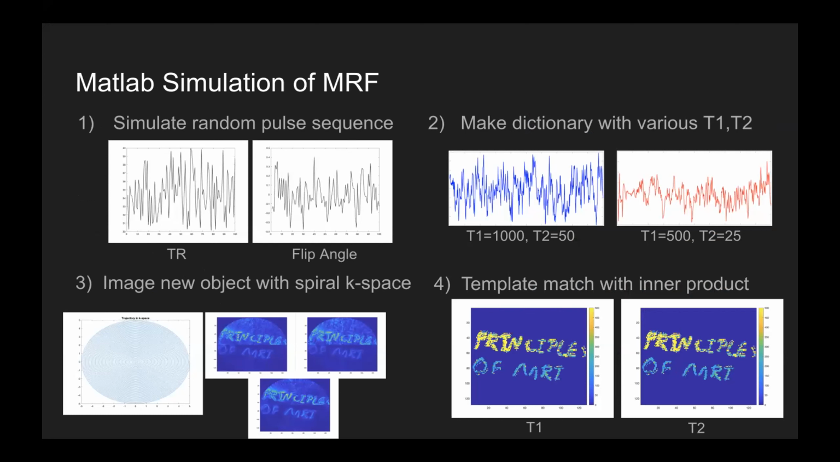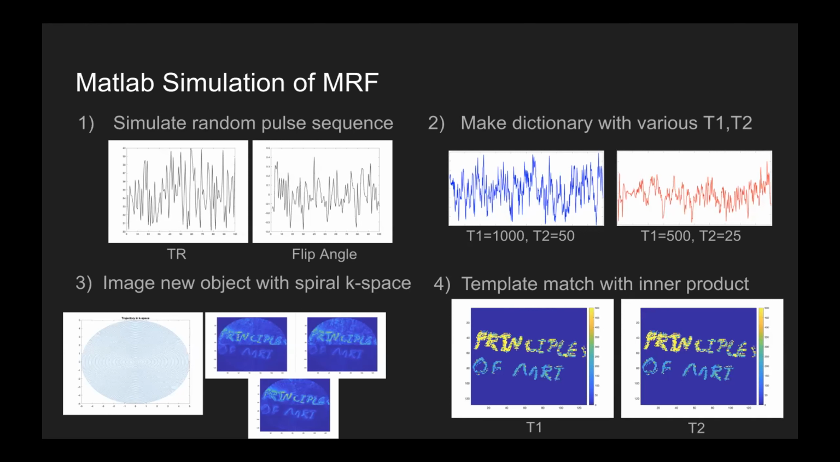30 seconds. Cool. So we ran a quick MATLAB simulation of MRF, with big thanks to Ekin, who helped a ton with this. Basically, we did exactly as we mentioned. We first started off by randomizing a sequence. We started with a really simple sequence, just an inversion pulse and then some random flip angle followed by a spiral readout. So first we randomized the parameters like the TR and the flip angle.